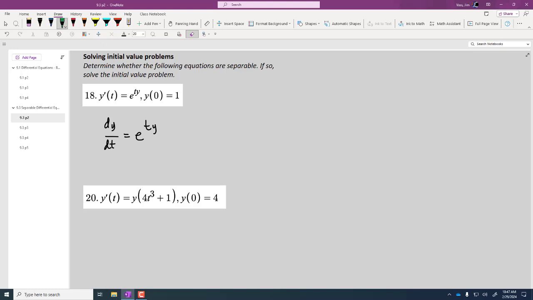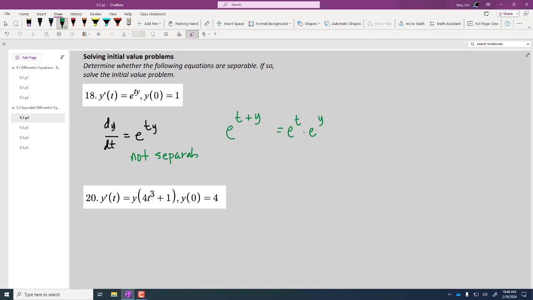So the only way we could separate this is if somehow we could break this apart into an e to the t and an e to the y, but we can't, right? If it was e to the t plus y, we could break that apart into e to the t times e to the y. Then you have your y factor and you have your t factor. So there's no way to break this apart into two factors. So this one is not separable.